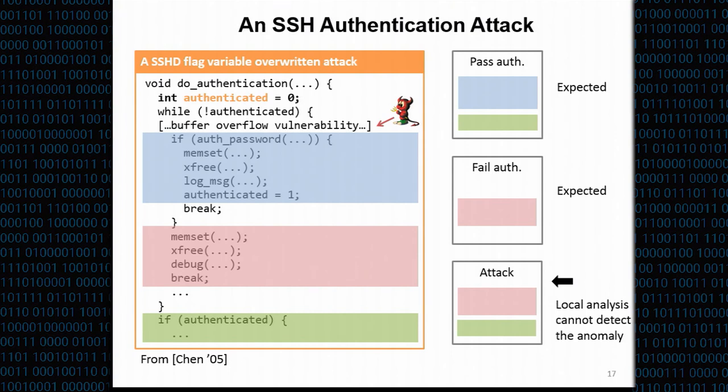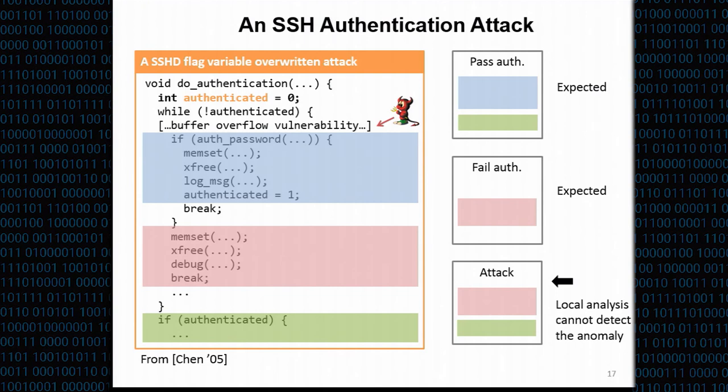So here is an example of an anomaly that cannot be detected locally. This is the SSH daemon, the authentication routine of a very old version of the SSH daemon, and it has a vulnerability. First I will give you some sense of how it runs normally.